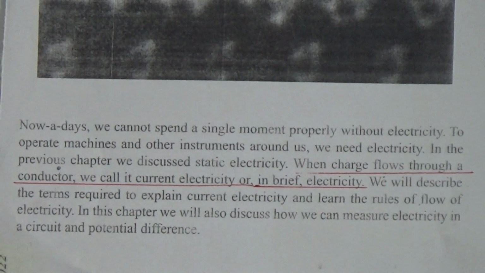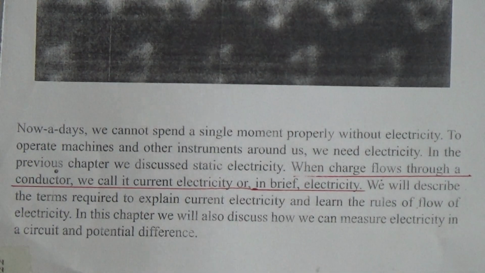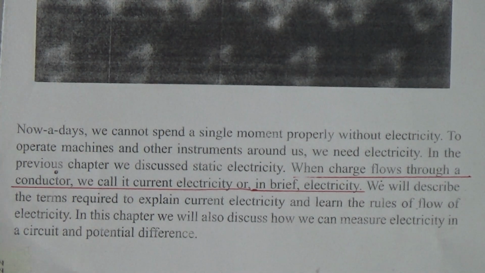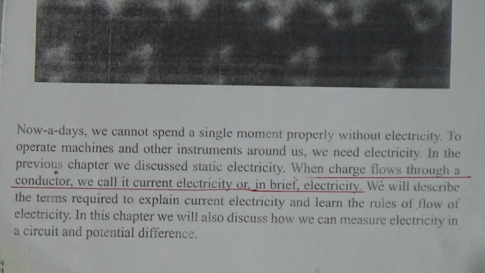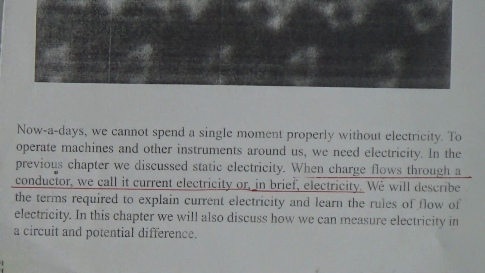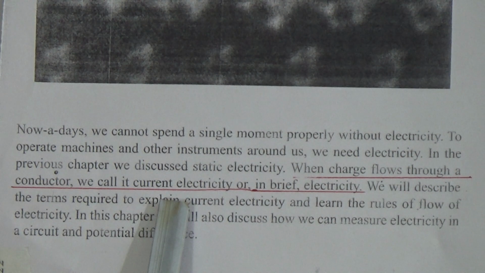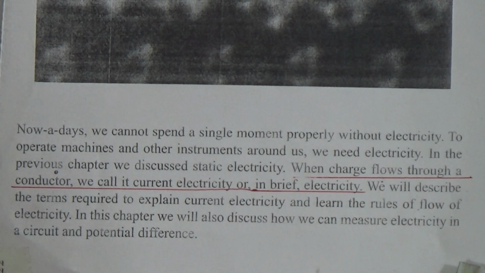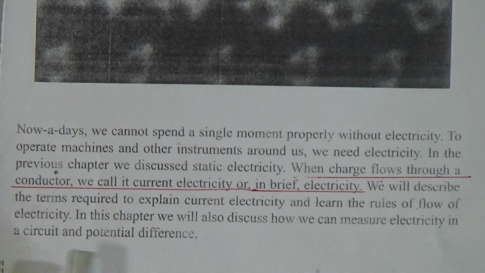Nowadays we cannot spend a single moment properly without electricity, and to operate machines and other instruments around us we need electricity. So in our previous chapter we have discussed static electricity, and when charge flows through a conductor we call it current electricity or electricity. And in this chapter we will discuss how we can measure electricity in a circuit and potential difference.